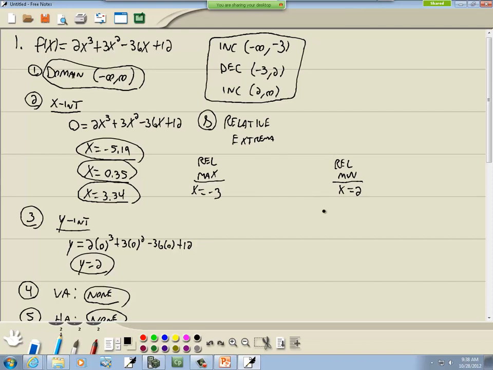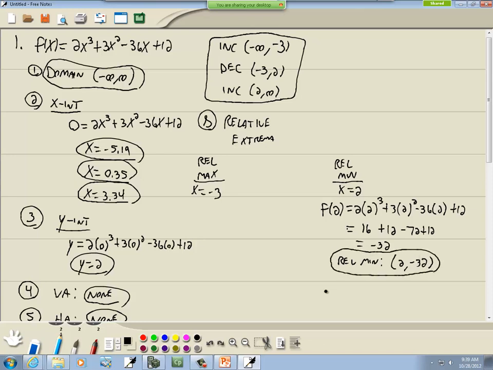Okay, so when I say plug it in, I'm going to take that and plug it into our f of x. So we got f of 2 is equal to 2 times 2 to the third plus 3 times 2 squared minus 36 times 2 plus 12. Well, that's 2, 4, 8 times 2 is 16. 2, 4, 12 minus 72 plus 12. Which gives us 24, 30, 40, minus 32. So our relative min is at 2, negative 32.